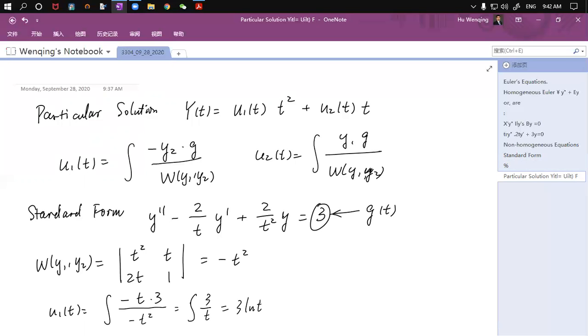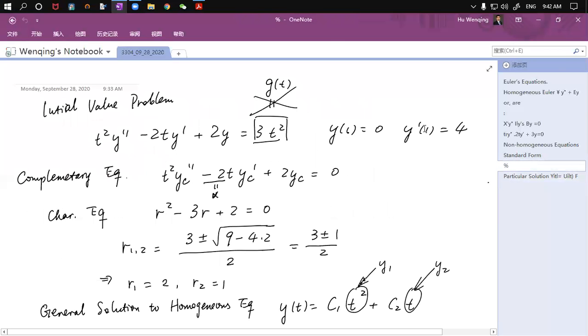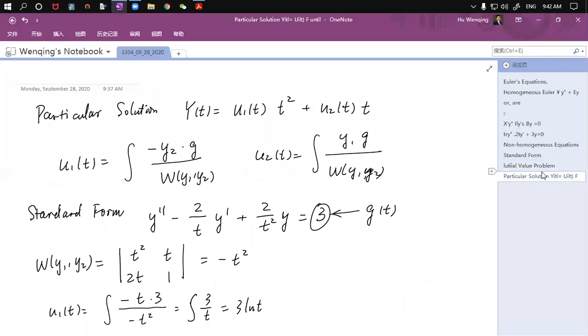Some people are going to ask, why don't you use the absolute value of t? Why do you just use t? Remember, here it is an initial value problem, and the initial value of t is 1. So that means t has to start from 1. Therefore, you know that t is greater than or equal to 1, and that's going to be important. So u1 of t is already solved.